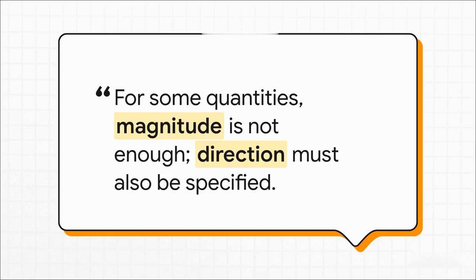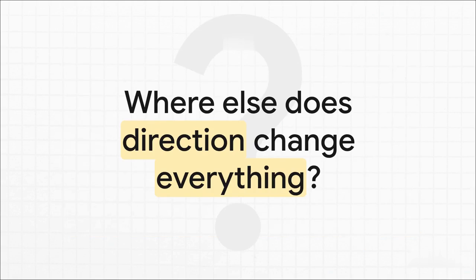In physics, direction can change everything. Knowing how much is only half the story. Knowing which way, that's the real game changer. And that right there brings us all the way back to that first question I asked you. Now you know why 50 meters isn't always just 50 meters, because walking 50 meters north is a completely different journey than walking 50 meters south. So I'm going to leave you with a final thought to chew on. Where else in your own life does direction completely change the meaning of everything?